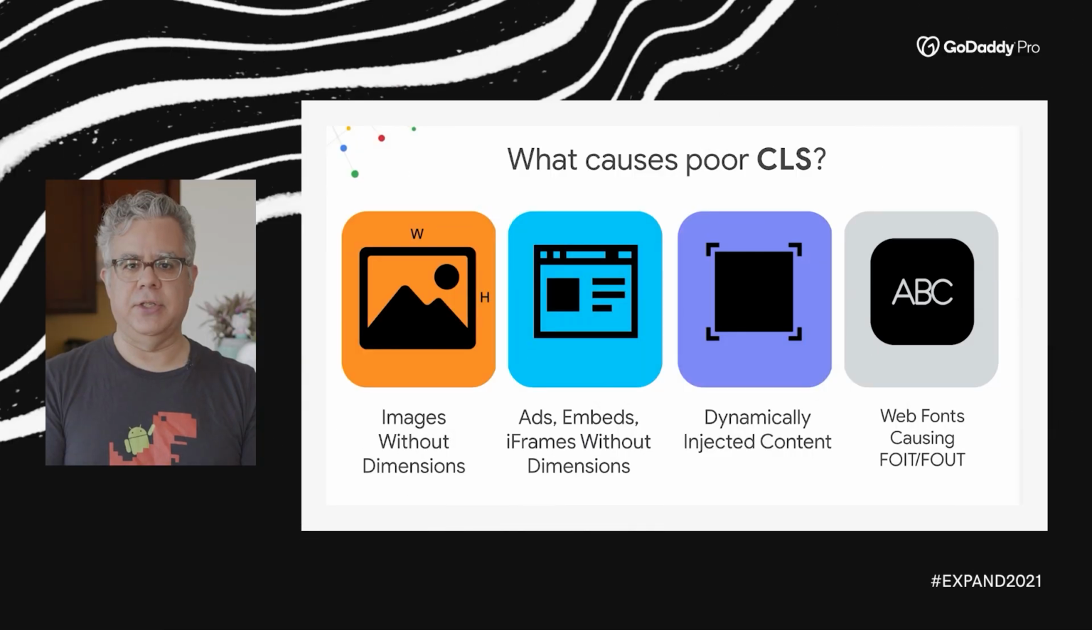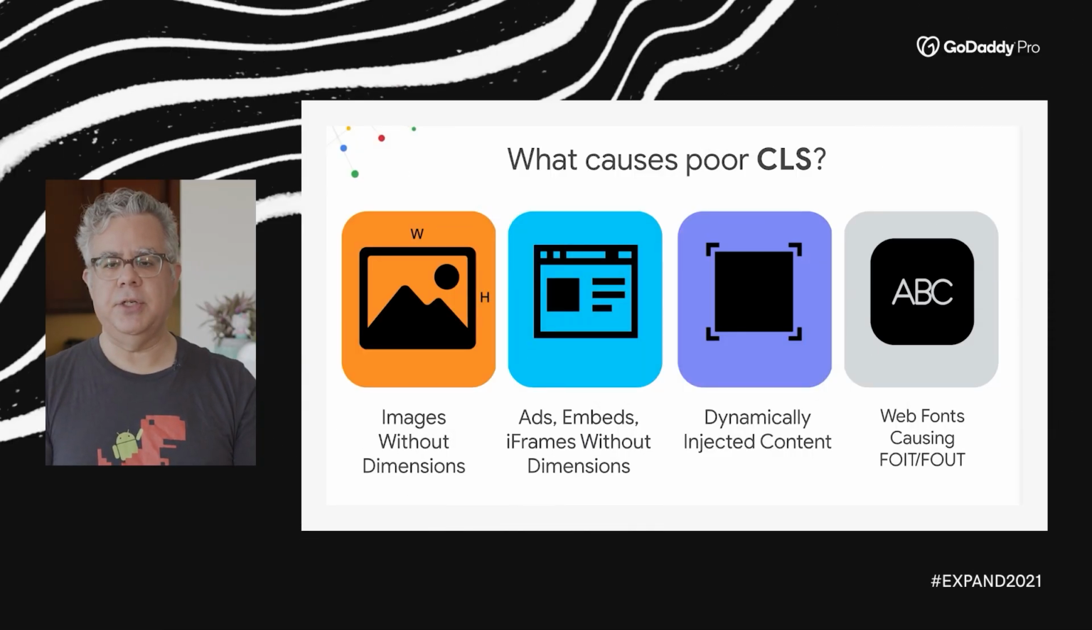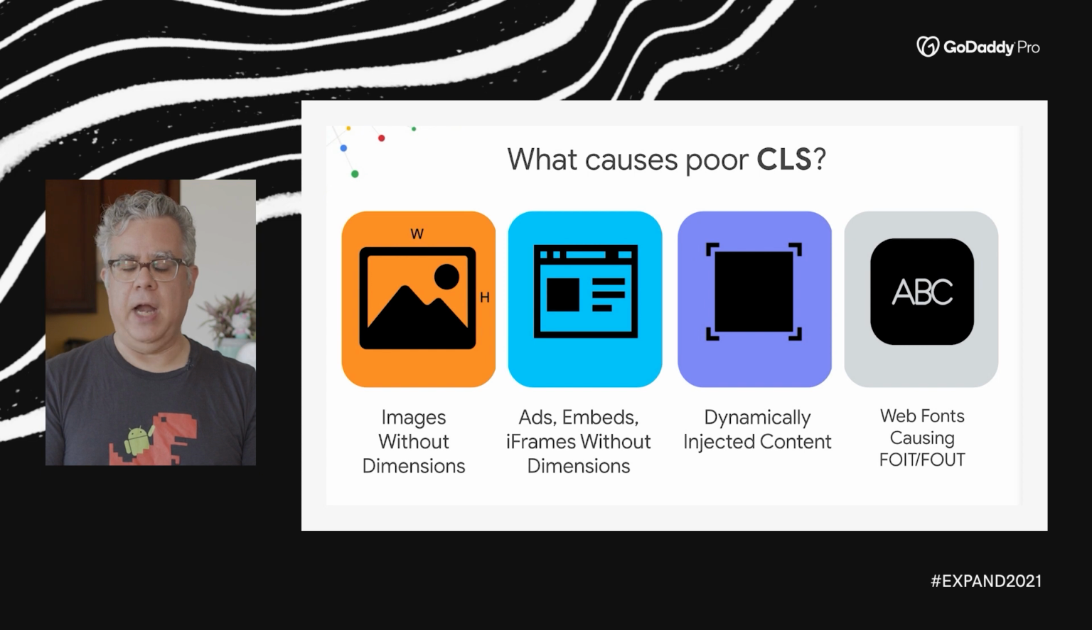So what affects this? Well, images without dimensions is a big culprit. I'm sure everybody has moved to putting all of their image information in CSS rather than hard coding it within the image itself. That turns out to not necessarily be the best way. Having the image size known in advance means that the layout is relatively static.